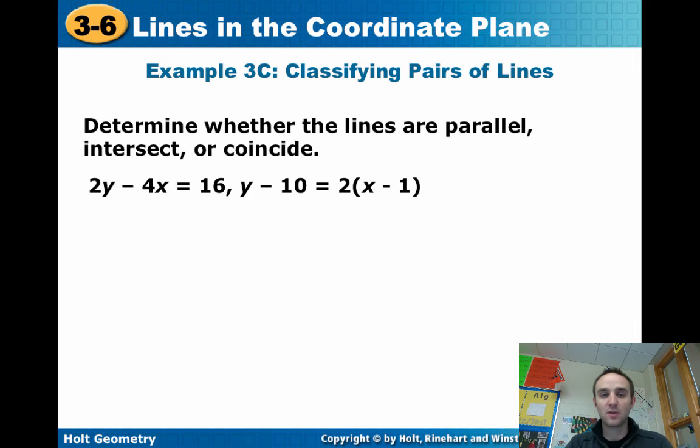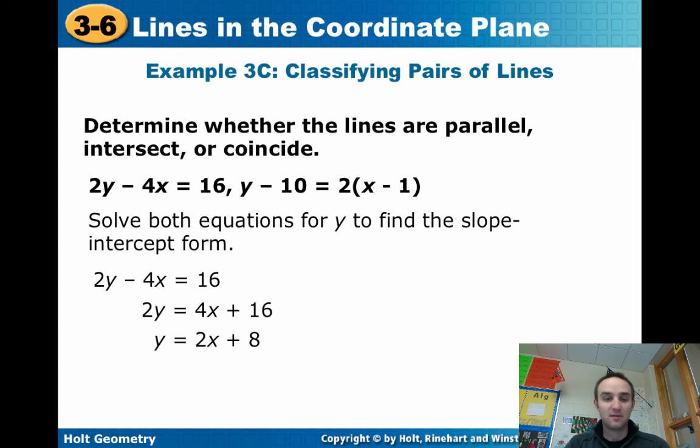And then our last one here, we can tell the slope of the second equation. The second equation's in point slope form, so our slope is 2. We can't tell anything about the first one. So what we're going to have to do is change at least that first one into y equals mx plus b. They're going to show both of them.